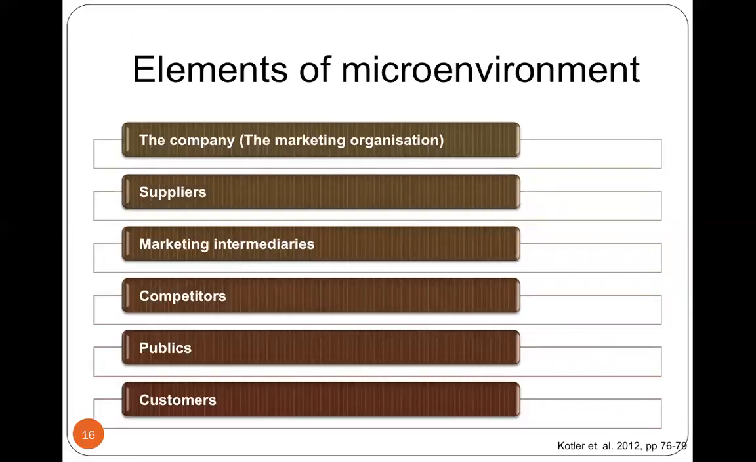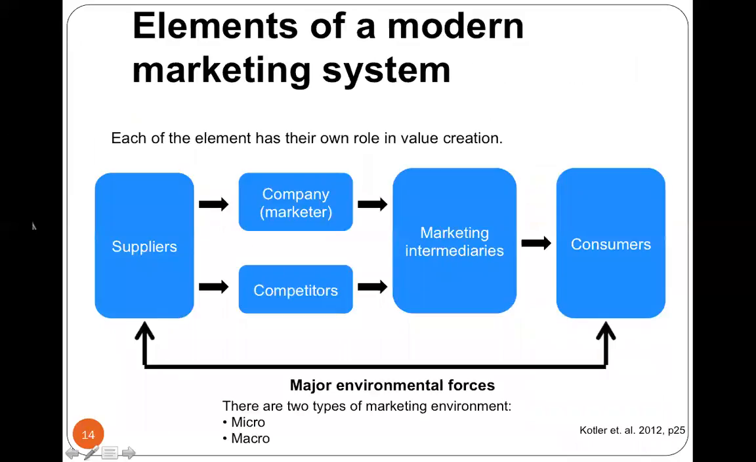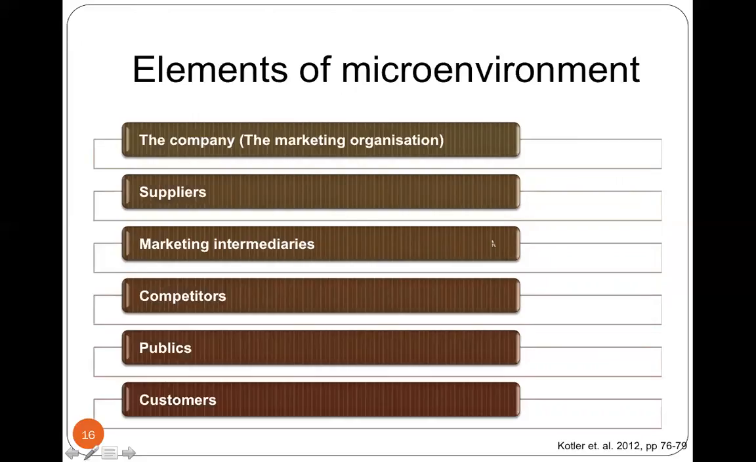The micro environment actors include six elements: the company itself or the marketing organization, the suppliers, marketing intermediaries, competitors, publics, and customers. In brief, if you add these five guys with publics, then you'll get the micro environment. Now let's have a look at it. The company itself is critical, because we are in the business of creating, communicating, and delivering value for customers.